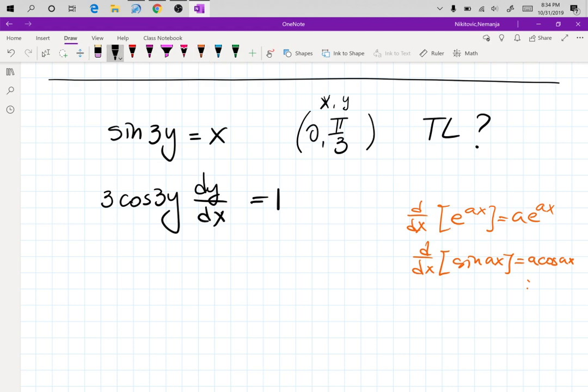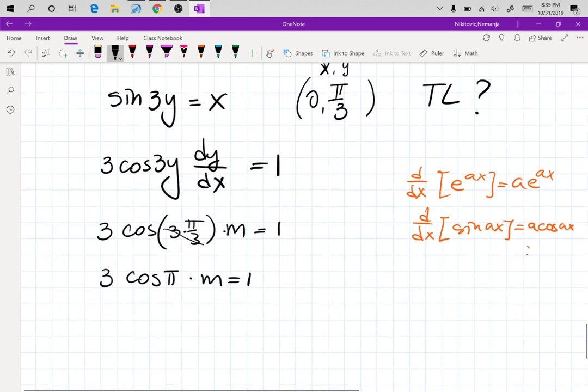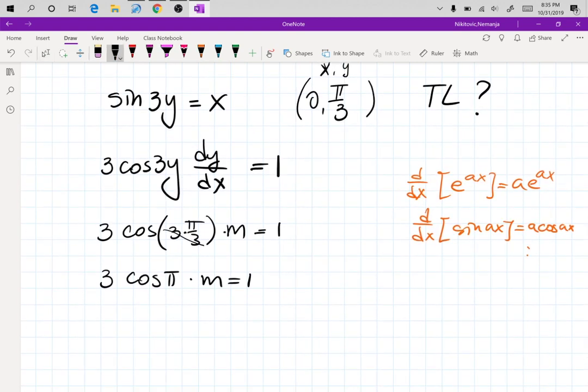So now, when I plug everything in, it becomes 3 cosine of 3 times pi over 3 times m is equal to 1. 3 is cancelled. 3 cosine of pi times m is equal to 1. How much is cosine pi? There we go. So, m is equal to negative 1/3.